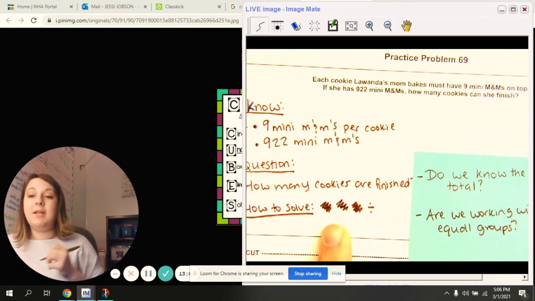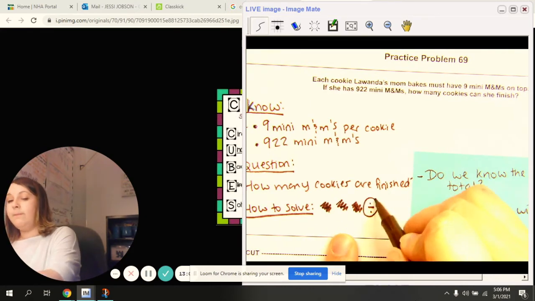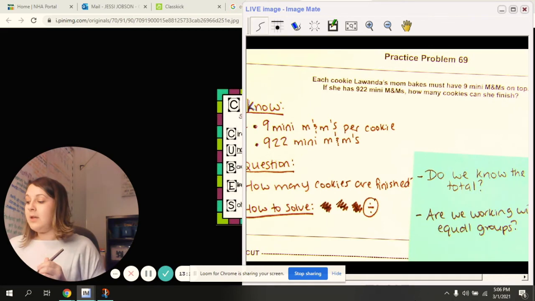But we're talking about equal groups. And so because we're talking about equal groups, we want to do division. We don't want to do equal groups of repeated subtraction. We want one division problem in and out and we're done. So that's how I would walk my kids through the thinking.